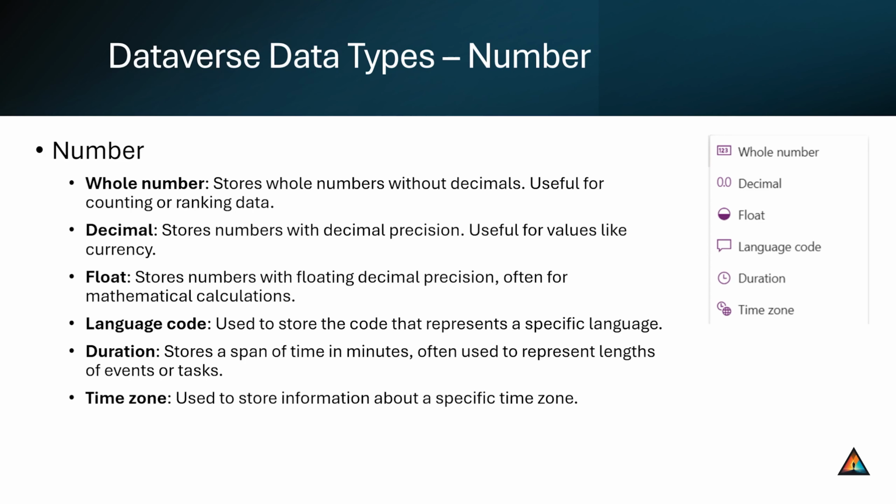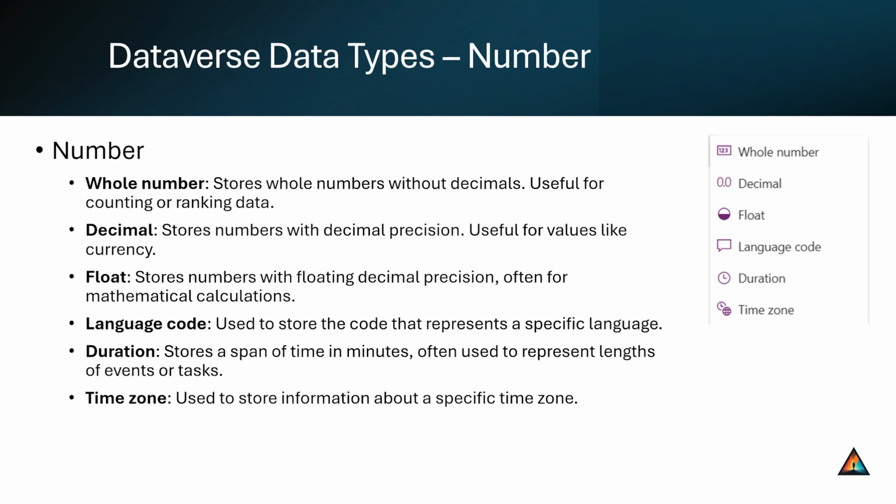The next Dataverse data type I'd like us to look at is the number. In the number, there's a few different options. Let's go through them. The first of those is the whole number. This stores the whole number without decimals. It's useful for counting or ranking data. Then you have decimals, which of course stores numbers with decimal precision. This is useful when you're using it, for example, in storing values like currency.